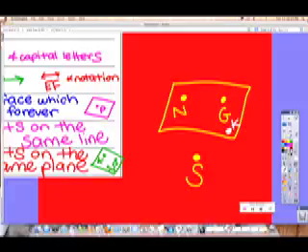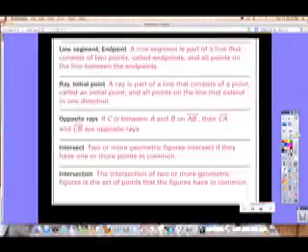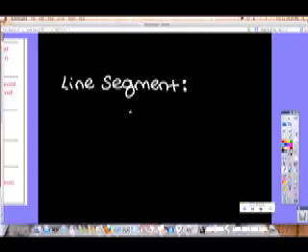Let's keep going with the vocab. Okay, same thing on this one. We already practiced. Line segment. Draw yourself a piece of the line. Make sure it has endpoints. We'll call it L and S for line segment. And then the notation would be LS with a little piece of a line above it. Doesn't have any arrows because line segments are just a chunk of a line that stops.